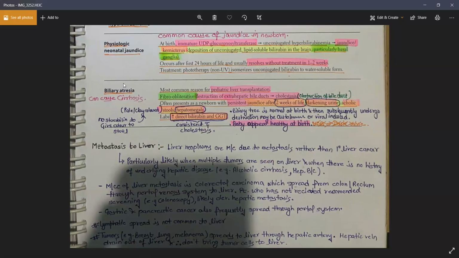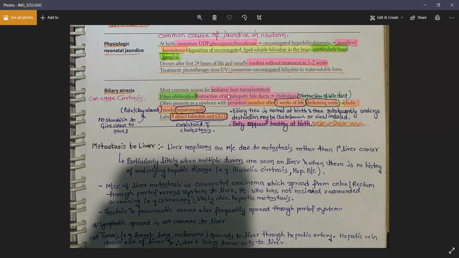Then comes biliary atresia, okay, in which you have damage of the bile ducts in the newborns. Okay, it is the most common cause of pediatric liver transplantation. What is happening is the fibro-obliterative destruction of the extrahepatic bile ducts. What does it mean by extrahepatic bile ducts? The common bile duct, as well as the right and left hepatic duct.